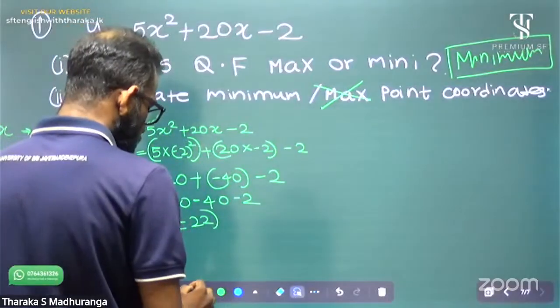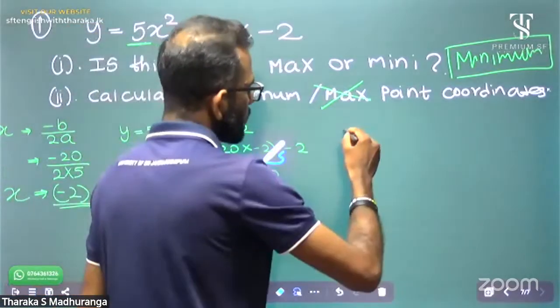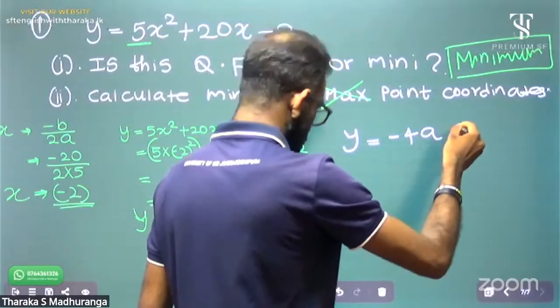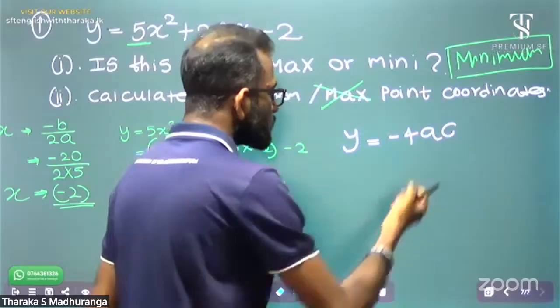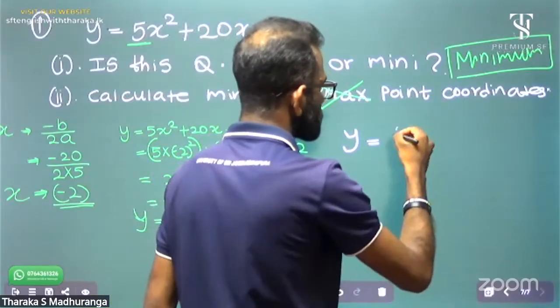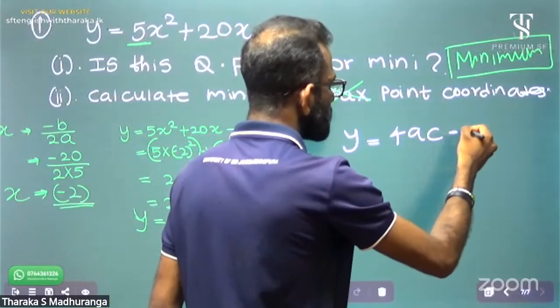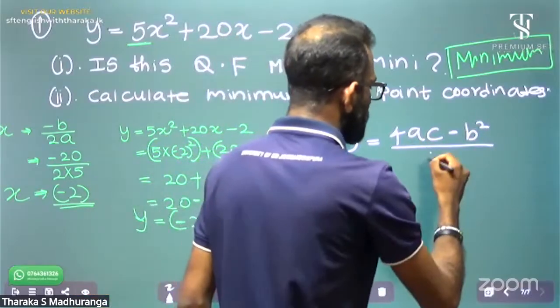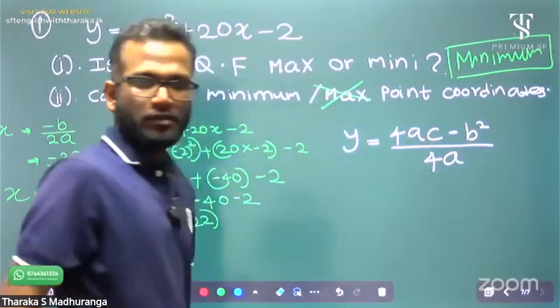Okay. What is the equation? y equals minus b squared... sorry, 4ac minus b squared over 4a. This is the equation.